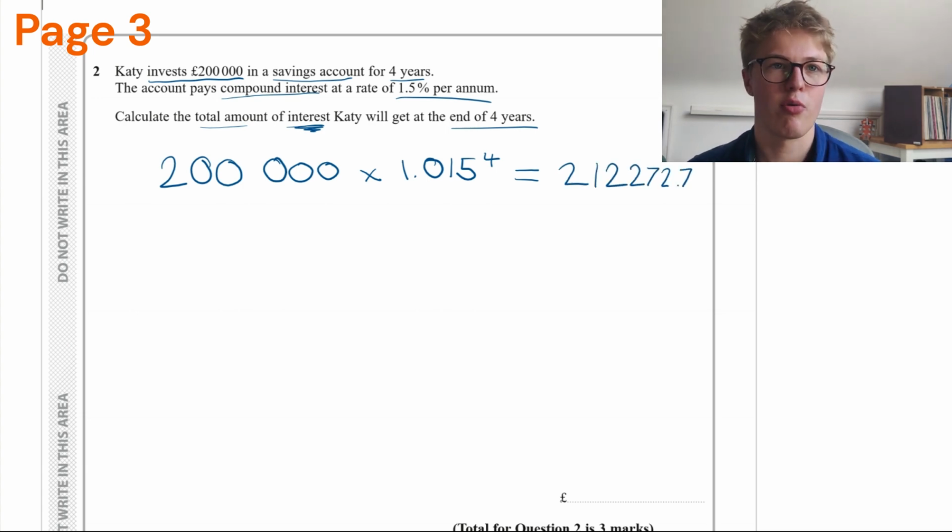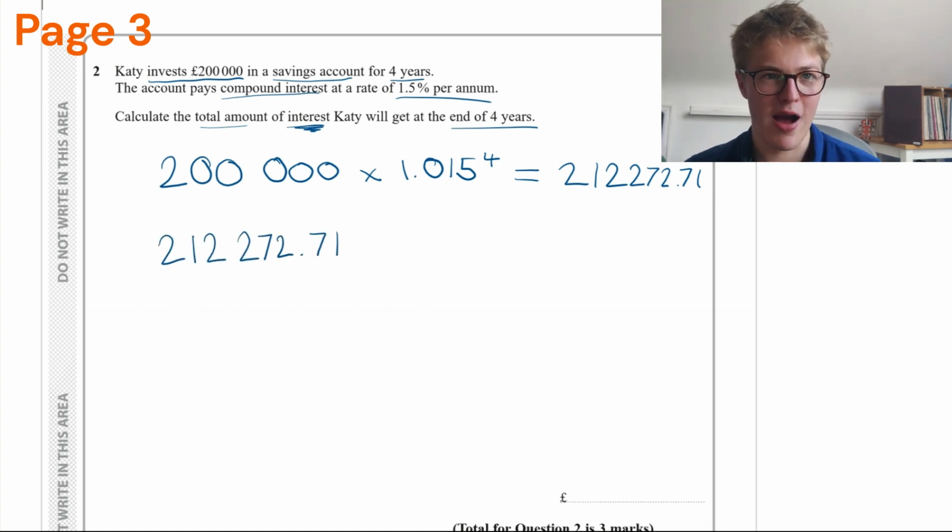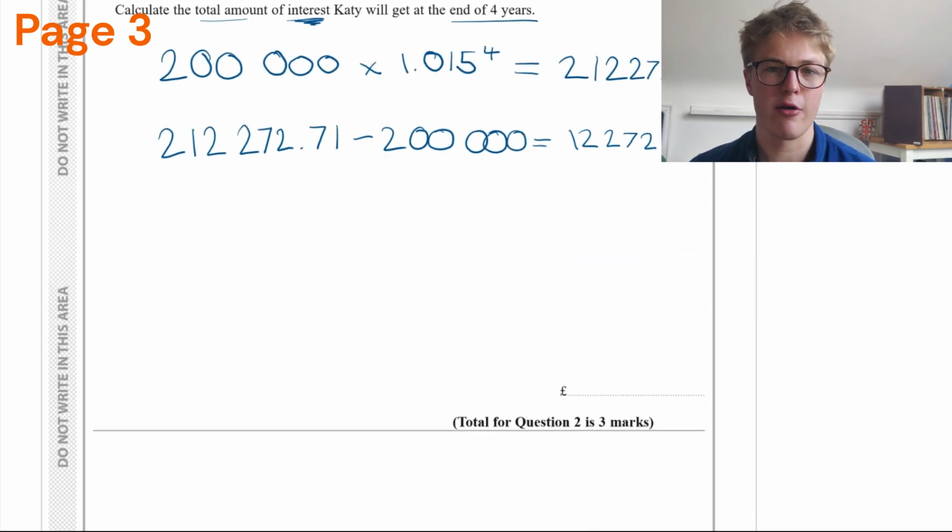This gives us 212,272.71. So then we take this amount and subtract the original amount of 200,000 to find the interest Katie's going to get at the end of the 4 years. This leaves us with 12,272.71 as our final answer.